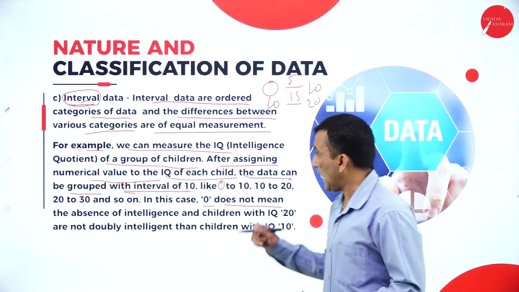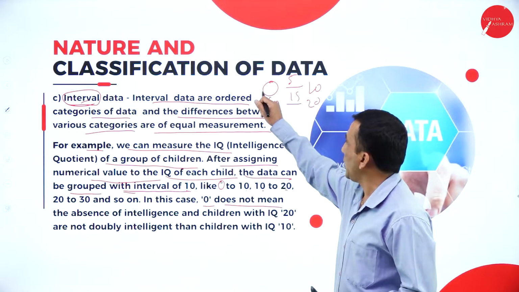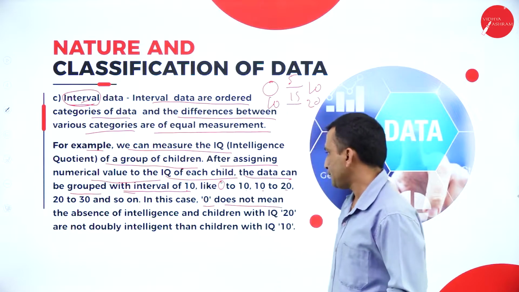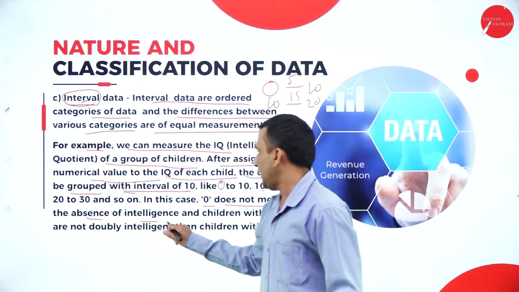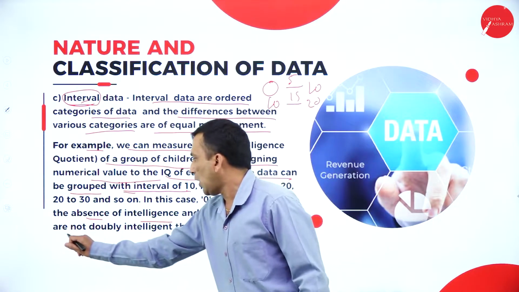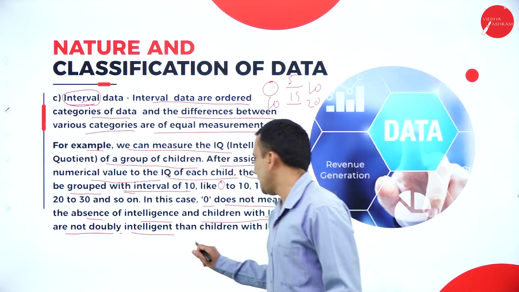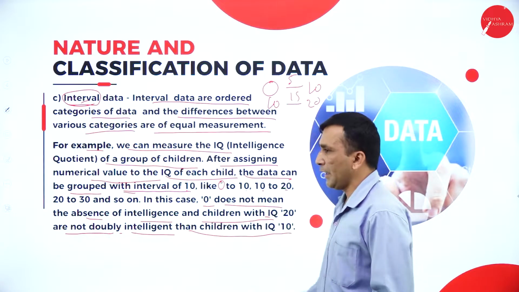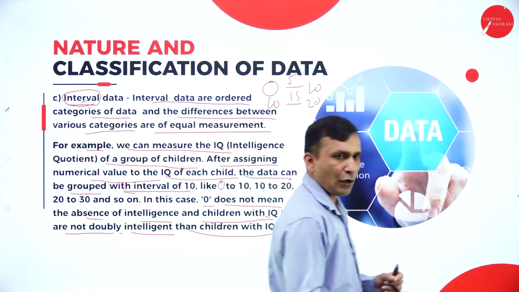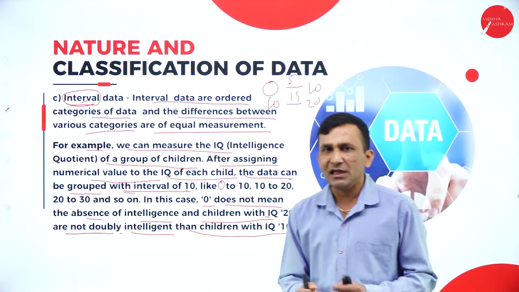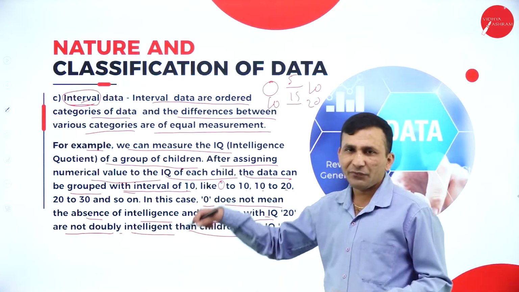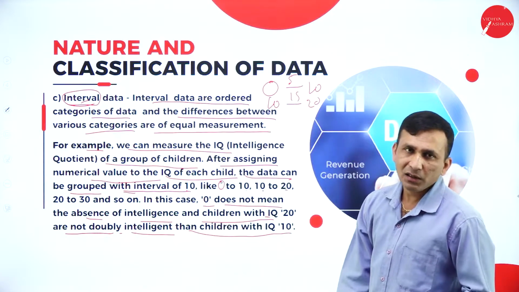But if you are writing 0 and 10, lower limit and upper limit, then it is considered as a class interval. Children with IQ 20 are not twice as intelligent as children with IQ 10. Each and every student has a different level of IQ, so obviously we need to identify the exact class where they are coming.